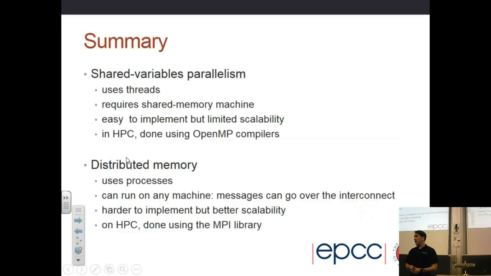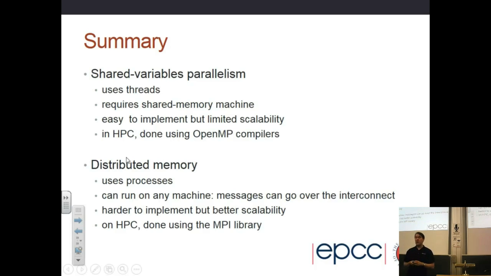So a quick summary. Shared variables parallelism uses threads. It requires a shared memory machine. It's easy to implement because it's kind of incremental, but it has limited scalability because it only scales up to the number of CPU cores in a node. Other than GPUs, which are a specific class, for modern CPU-based machines you're talking a few tens, maximum maybe 50 or 100 CPU cores in a single shared memory node.